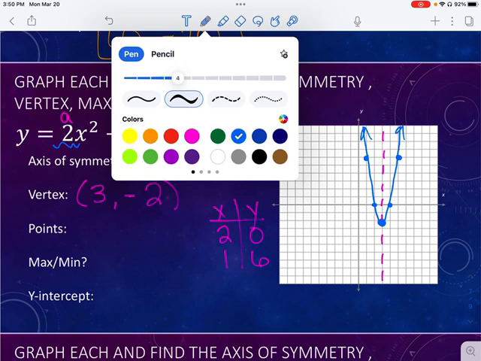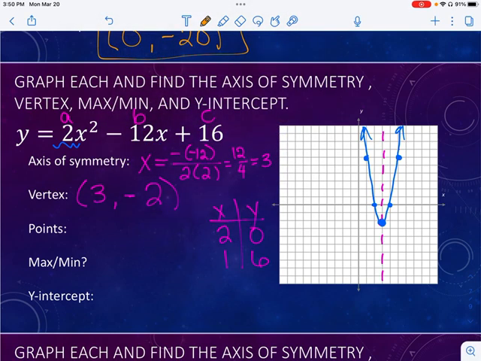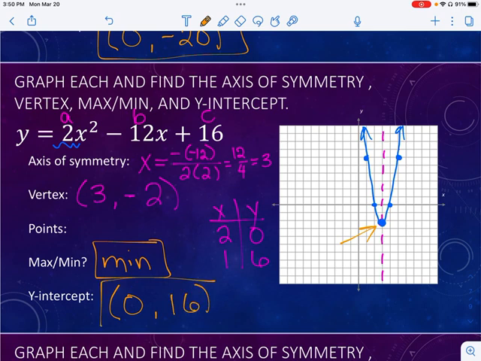Now, we still need to answer those last two questions. And we look at that vertex. Would that be a maximum or a minimum? Meaning, is it the highest point of the graph or the lowest? Hopefully you recognize it is a minimum because it is at the bottom. And the y-intercept, we don't have, so I'm going to plug 0 in for the x's, and I am left with a positive 16. Hopefully you're noticing that my y-intercept is going to be that C value.